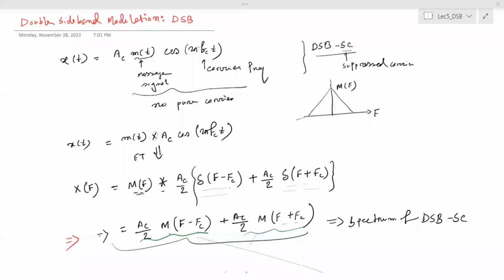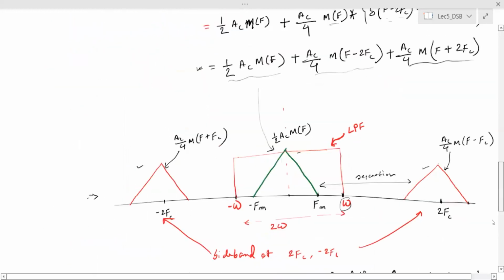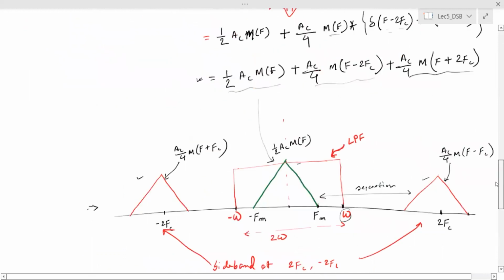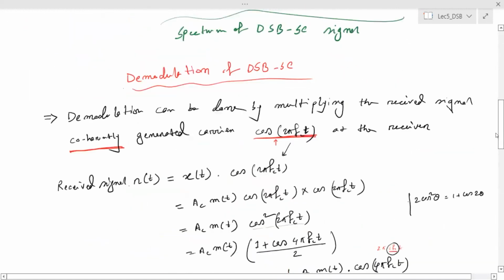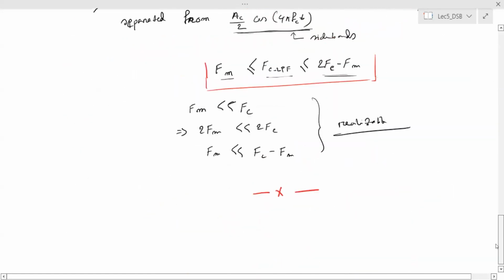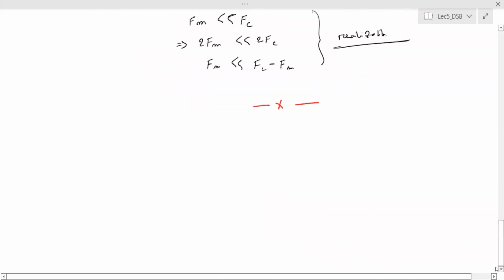Assalamu alaikum. In continuation of our previous class, where we presented double sideband modulation and double sideband suppressed carrier, we showed how the demodulation is actually done. In demodulation, the double sideband suppressed carrier is demodulated by a coherently generated carrier. Okay, we will continue with this in this lecture.